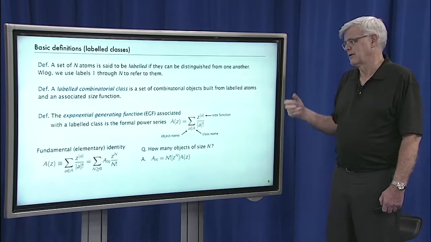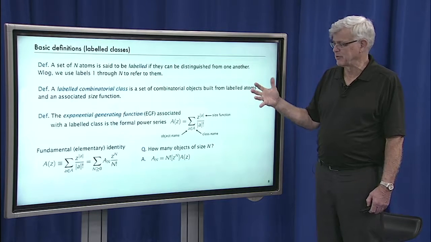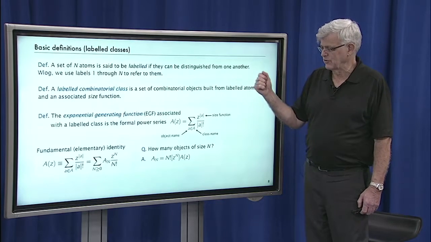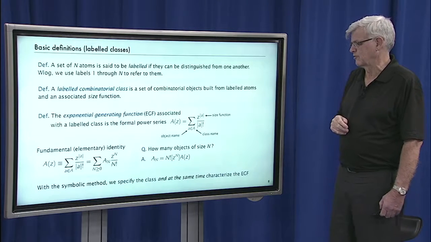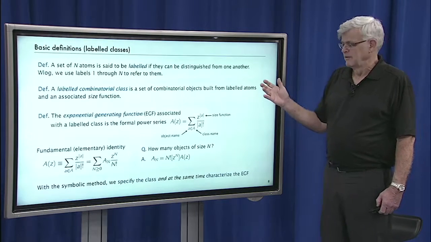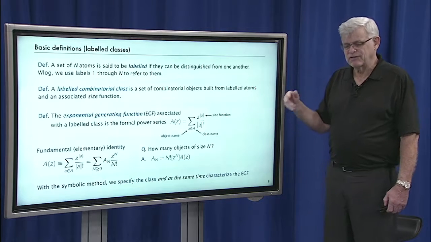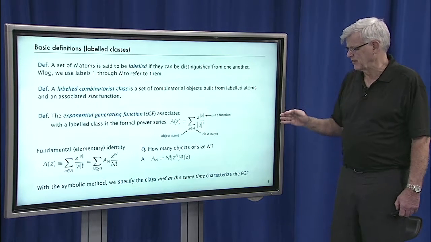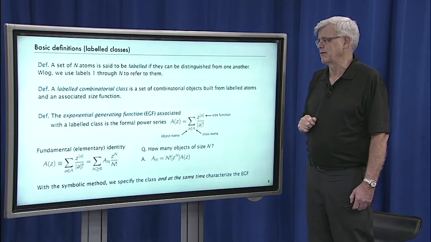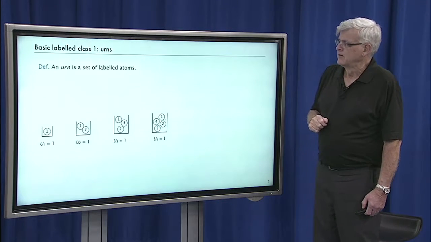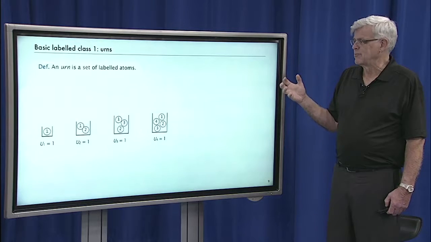For right now, we're going to talk about how to build combinatorial classes and how those constructions lead us to equations that the generating function must satisfy. With the symbolic method, just as for unlabeled classes, we specify the class and at the same time characterize the exponential generating function. So let's look at some basic labeled classes.